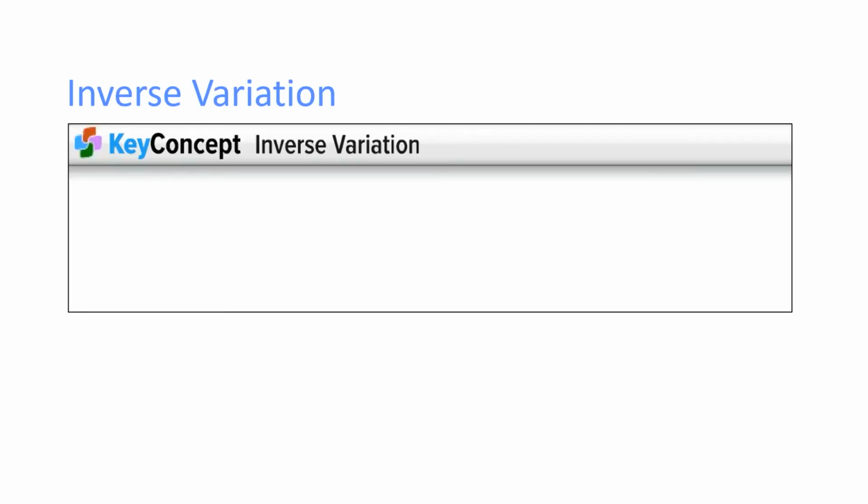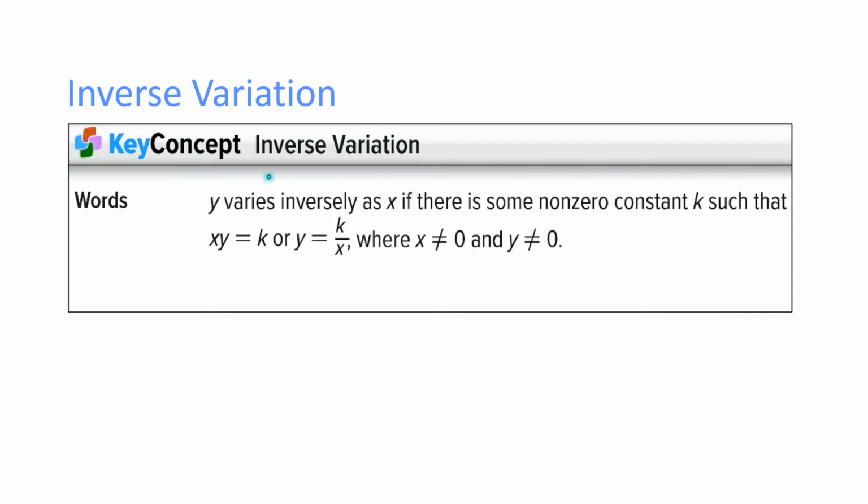Inverse variation key concept. y varies inversely as x if there is some non-zero constant k such that xy equals k, or y equals k over x, where x is not equal to 0 and y is not equal to 0. Example: if x times y equals 2 and x equals 6, then y would equal 2 over 6, or 1 over 3.